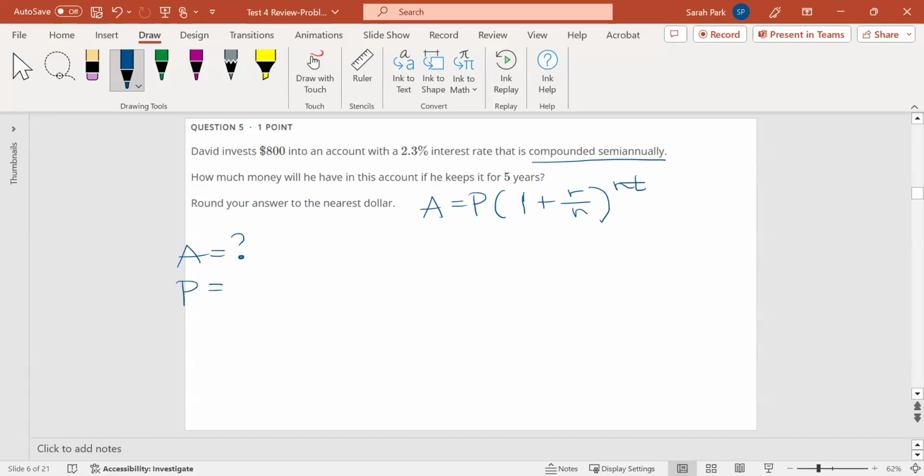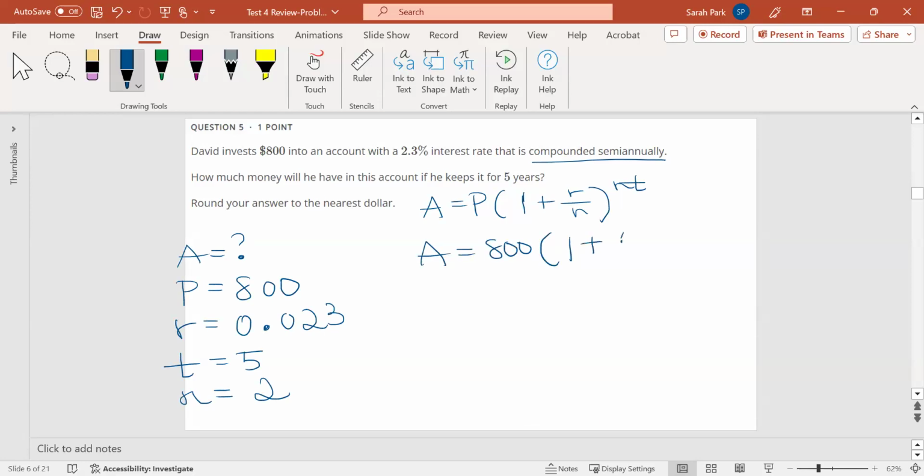We have the principal, the initial investment, at 800. And then we have r being 2.3%. So we need to write that as a decimal, 0.023. And then we have the t being 5 years. n is semi-annually, so that's twice a year. So let's plug it in as 800 times 1 plus 0.023 over n, which is 2, raised to n times t, so it's 2 times 5.